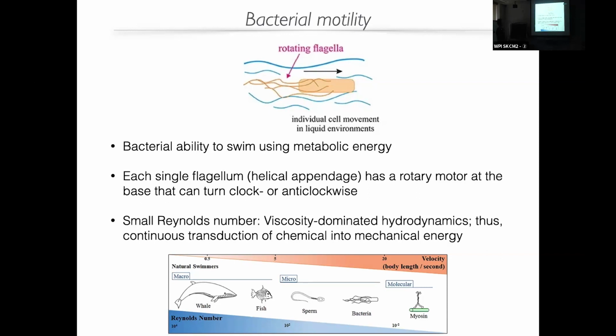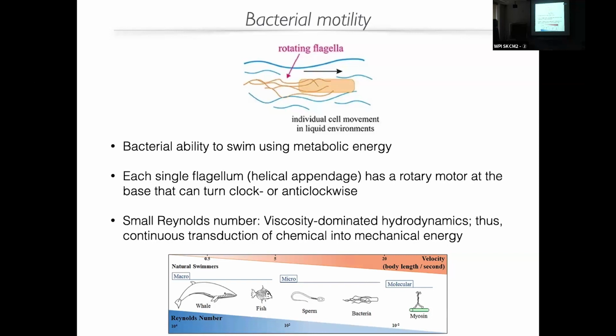Small Reynolds number, relevant for bacteria, means viscosity dominated dynamics, and that affects the evolutionary strategies that evolved to appropriately benefit from the aspects of the Navier-Stokes equations and utilize those aspects for efficient motility. So on the smaller end of the size distribution, we have bacteria.